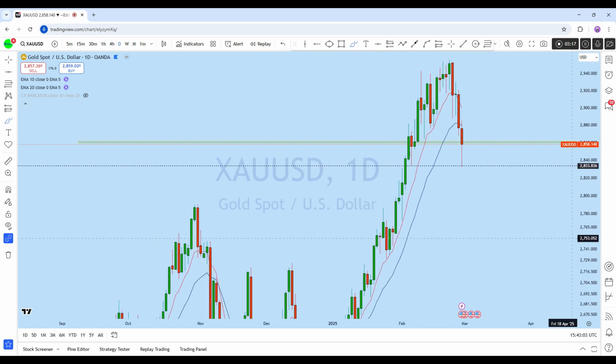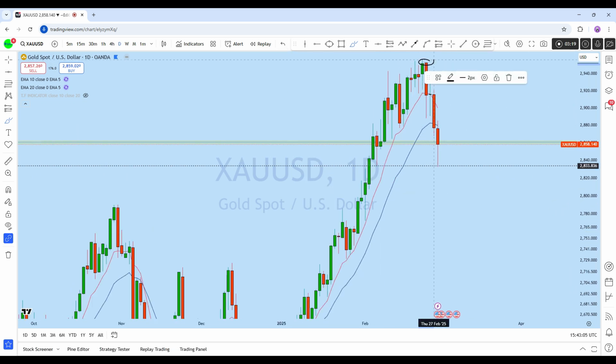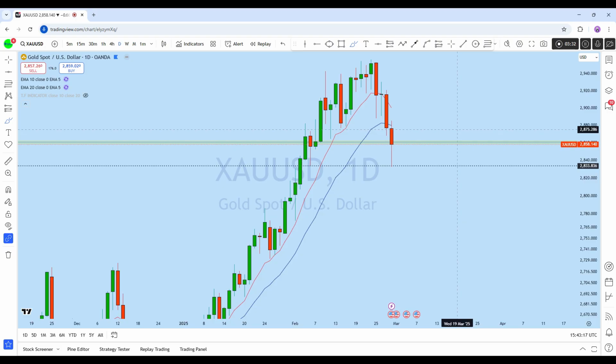Now at the same time, we can see that from this resistance line from the daily, the market has completely broken below with stronger momentum. Therefore, expecting now a bounce here, as the daily price action is below this daily 20 EMA.